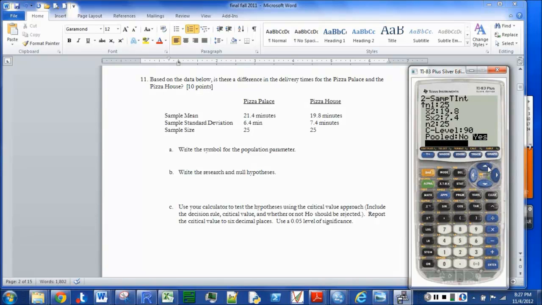And calculate. And you will see the interval goes from minus 1.682 to positive 4.8819. That interval includes 0, so it's plausible that there is no difference between the two population means. They could be equal.